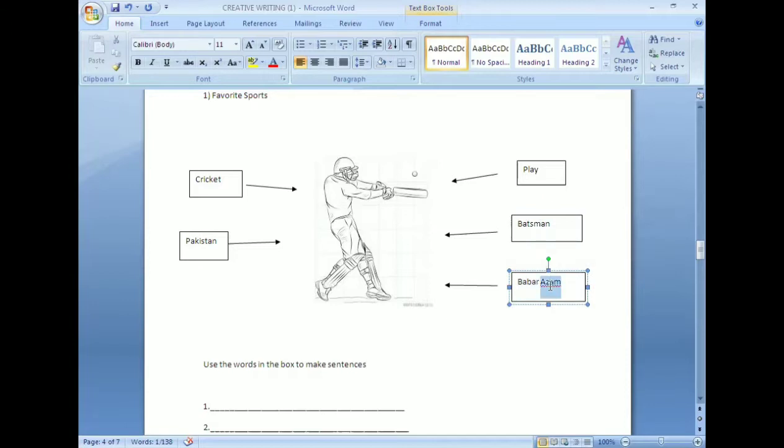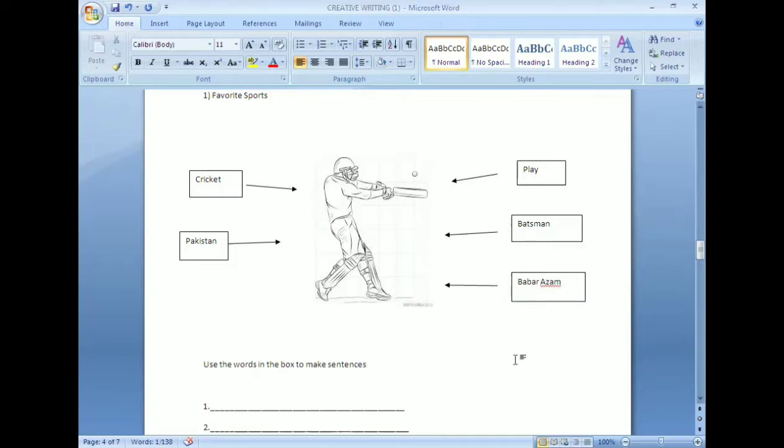It's up to you. You can say that your favorite player is Kane Williamson, Steve Smith, Virat Kohli, or whatever. But I want you to take an example out of it. So you can talk about your favorite player. It can be Babar Azam. Mine is Babar Azam.